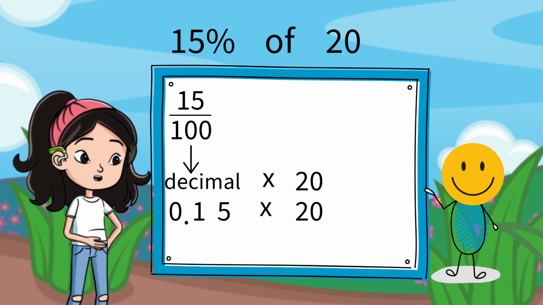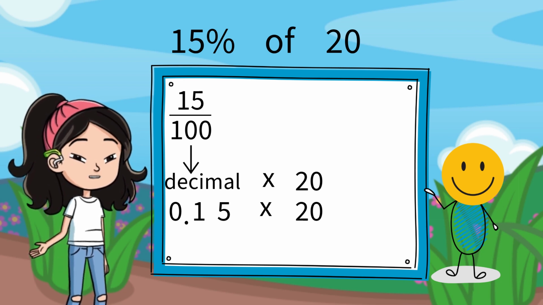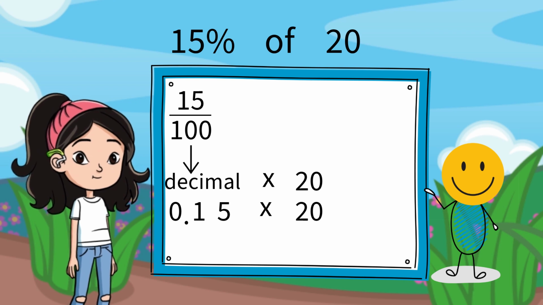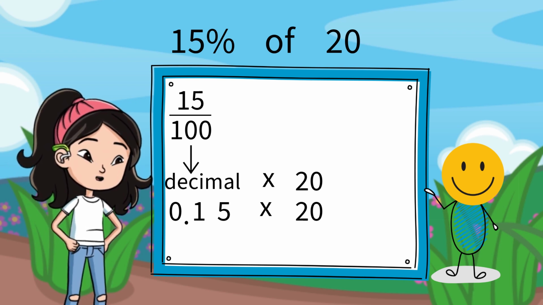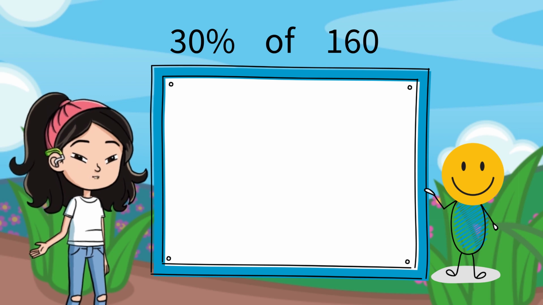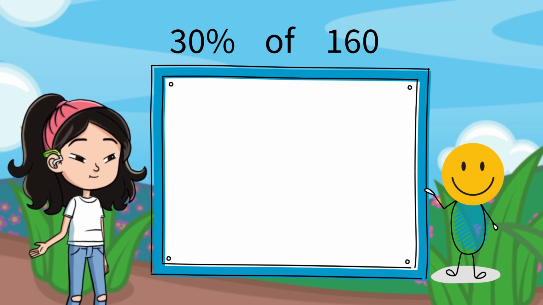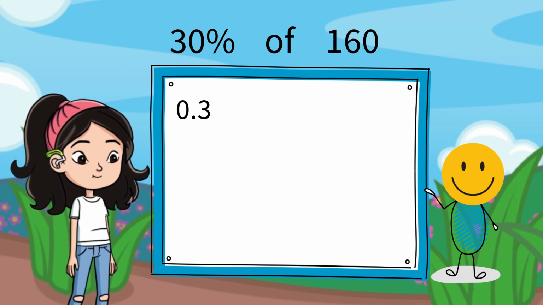If you're not sure how to multiply a decimal number by a whole number, you can watch our video on how to multiply decimals. 15 hundredths multiplied by 20 is 3. Now for our second example. 30% of 160. 30% as a decimal is 30 hundredths.